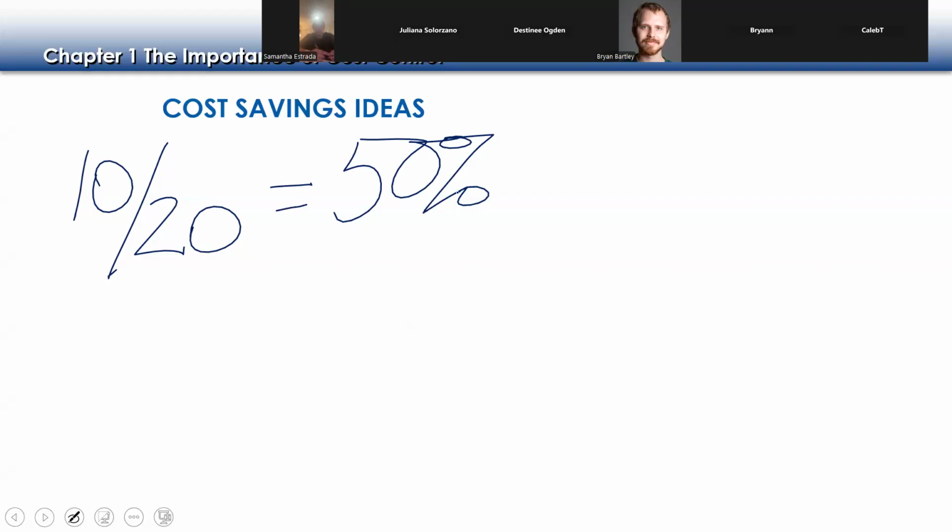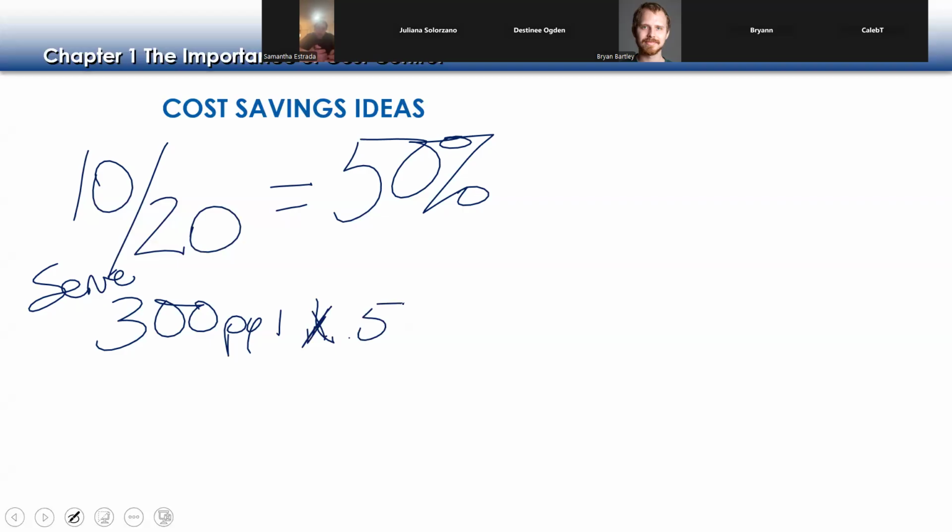So 50% is the number of people in this class that do not like lemon with their tea or their water. Now, let's say we serve 300 people per day. What is 50% of 300, or half of 300? 150. So we multiply by 0.5 and we get 150 people.